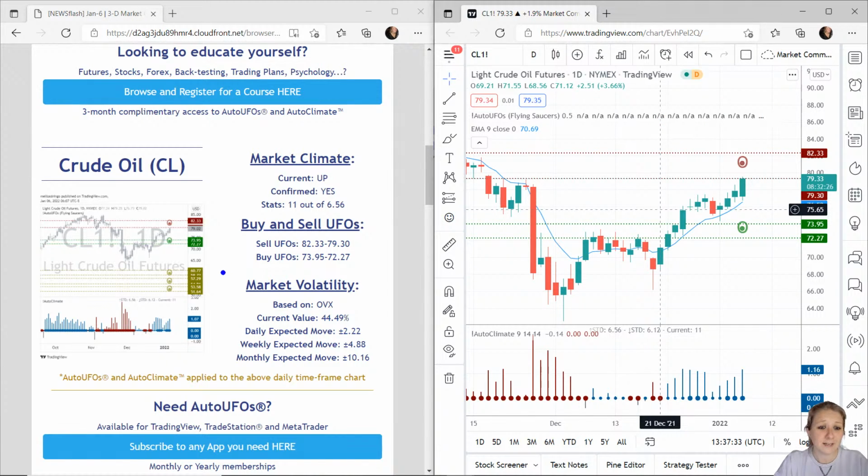In terms of volatility for oil, we would expect it to move up or down in 1 year by 44.49%. So in a day, that's up or down of 2.22 points. In a week is 4.88 points.